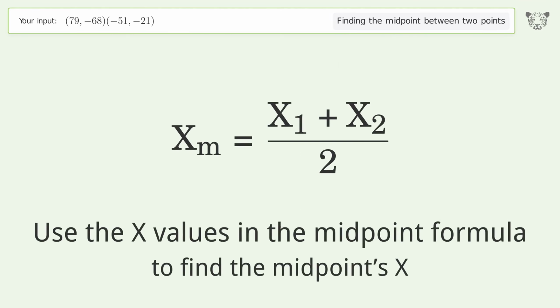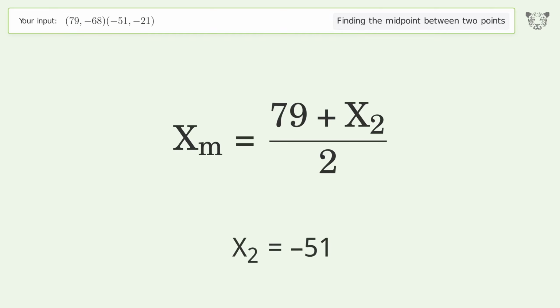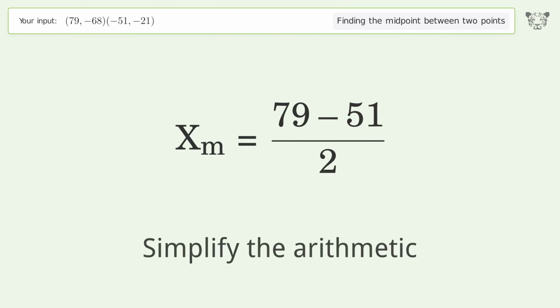Use the x values in the midpoint formula to find the midpoint's x. x1 equals 79. x2 equals negative 51. Simplify the arithmetic.